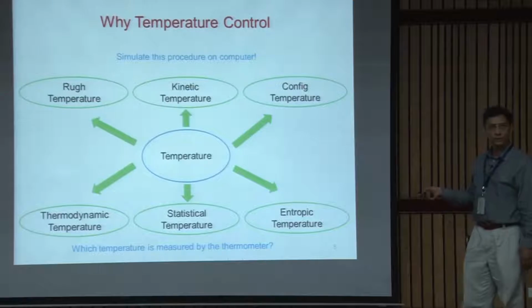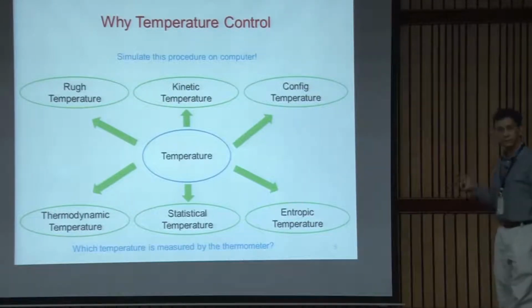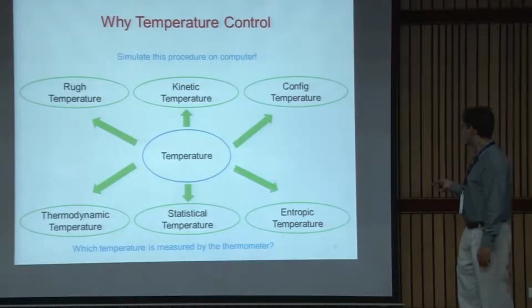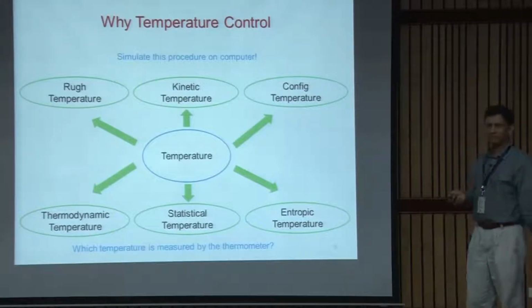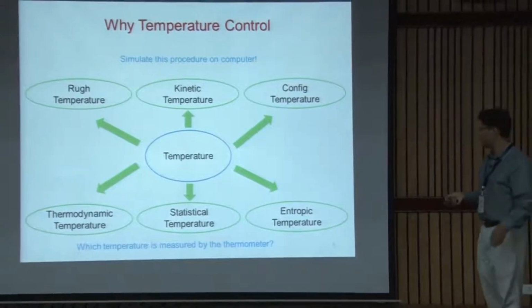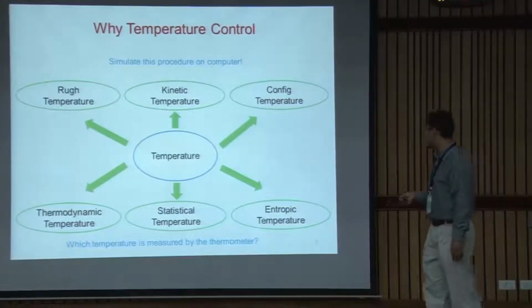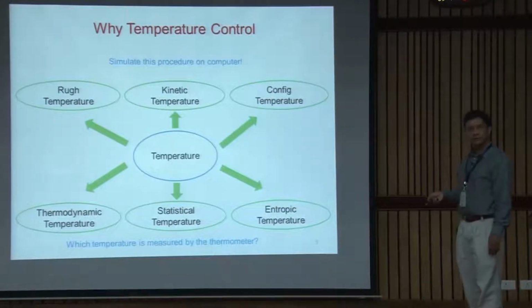This is a very new concept of temperature, from the late 90s. Kinetic temperature is more than 100 years old. Configurational is also from the 80s and 90s. Then thermodynamic is from the mid 1800s. Statistical, late 1800s. Entropic, around that time. Which of these is measured by the thermometer?